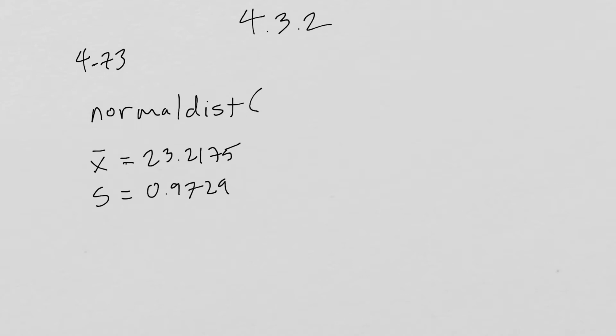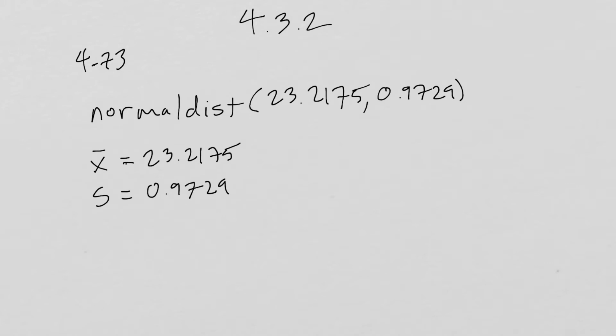So when we go back into Desmos, our mean is not 0, so we're going to type in our mean here of 23.2175, comma, and then we're going to put our standard deviation in, so comma, 0.9729. And so now our graph is going to be totally wrong.